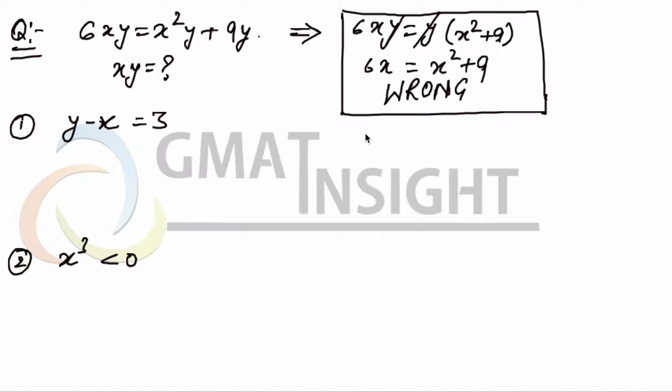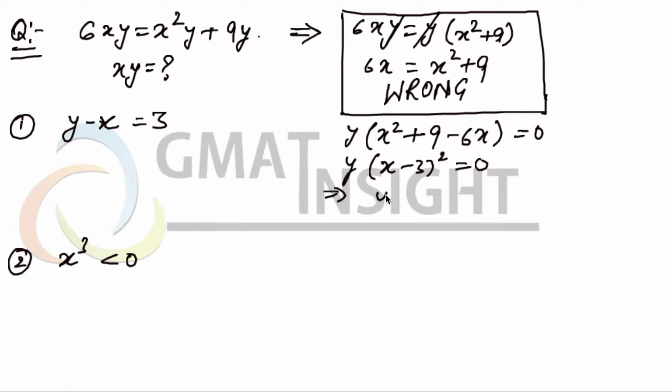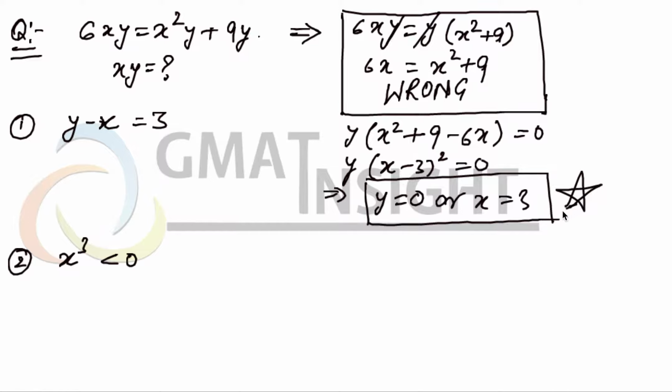So can I rewrite this as y taken common, x square y plus 9 x square plus 9 minus 6x is equal to 0, which further gives me that y times (x minus 3) whole square is equal to 0, which gives me y equal to 0 or x equal to 3. Now we have the complete inference of that algebraic expression. That means now either y has to be 0 or x has to be 3, or both also may be true simultaneously, we don't know.